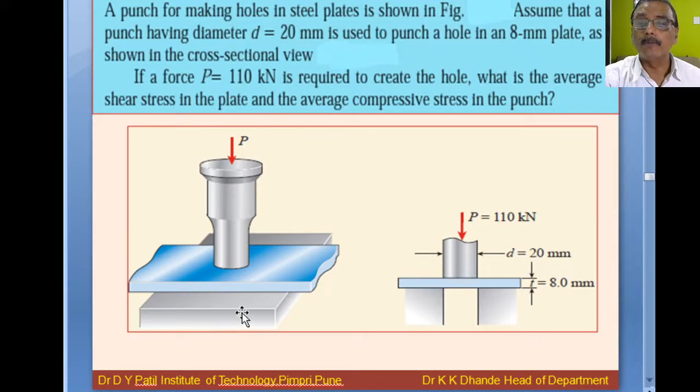Now observe that figure. Here the plate is given to you. This is the punch, and from the top side a force of 110 kilonewton is applied, whereas the diameter of this punch is 20 mm and the thickness of the plate is 8 mm. This cross sectional view helps us see this clearly.